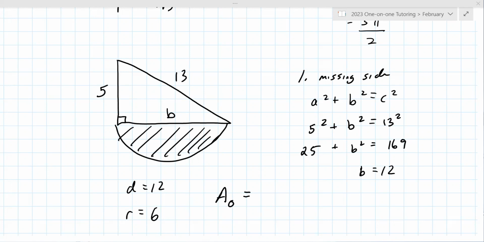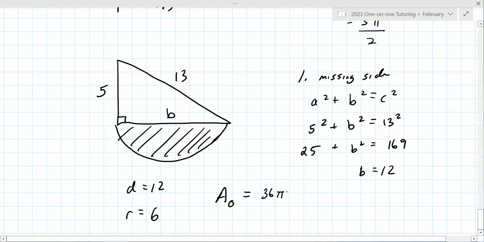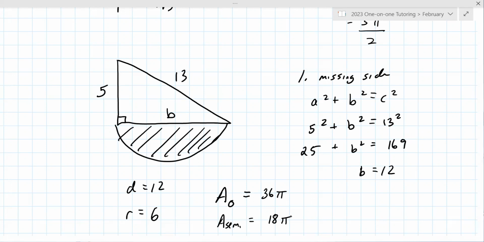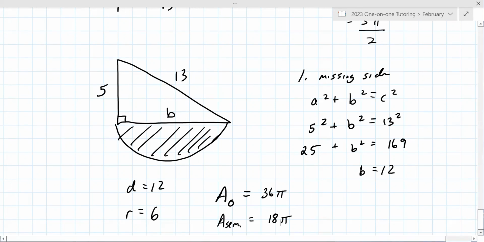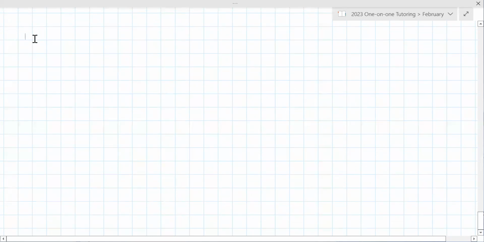So you'd get to 36 pi. And then you cut it in half because it's a semicircle, making it 18 pi. Yes. And then that's it. That's the answer. All right. Okay.